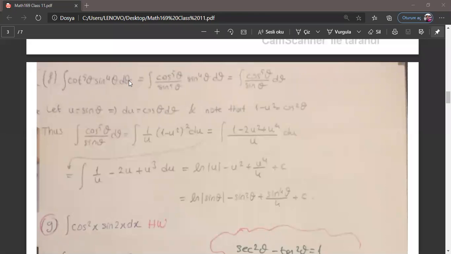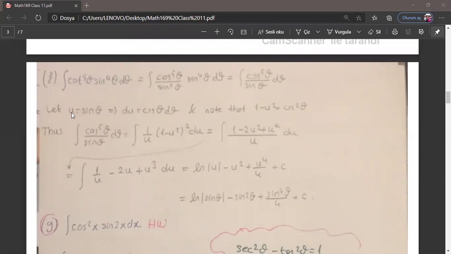Okay, now we're given this integral, we rewrite this. So you know the definition of cotangent. It's cosine over sine, so we have cosine to the 5 over sine to the 5 times sine to the 4. Here we then simplify it and get this one, okay?